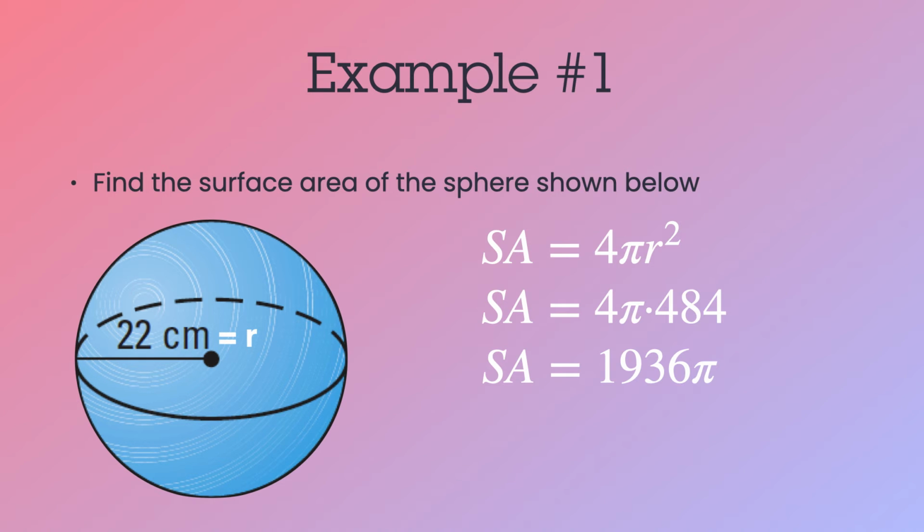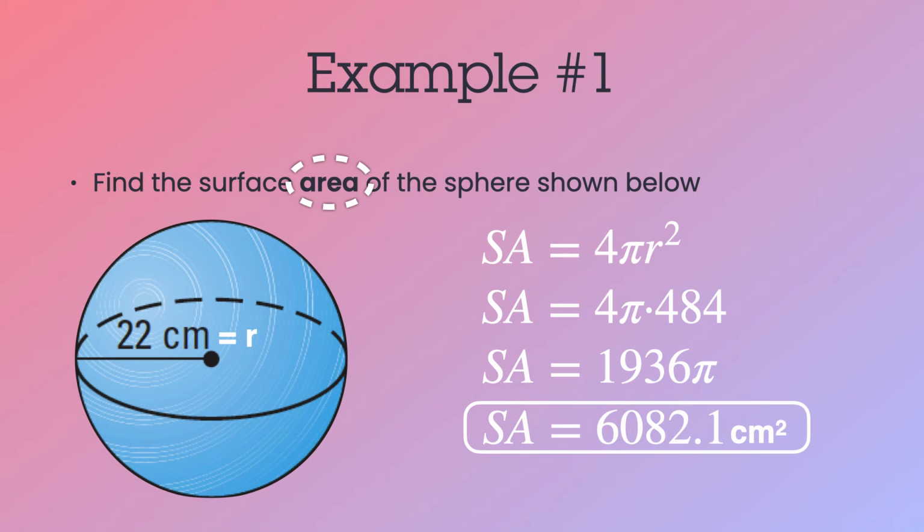But if you need a decimal answer, go to your calculator, multiply by pi, 6,082.123377. Of course, we, through this playlist, have been rounding to the nearest tenth, so we'll round that off. And our unit is centimeters squared because this is a measure of area. So there's our final answer.